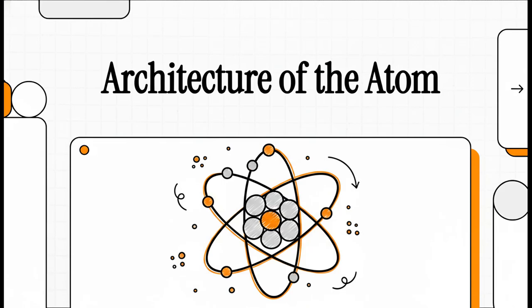Welcome to The Explainer. Today, we're diving into the ultimate architectural blueprint. But instead of skyscrapers or bridges, we're looking at the fundamental building blocks of matter itself. We are going to explore the intricate, invisible architecture of the atom. We're talking about the electrons, protons, and neutrons that literally build our reality.